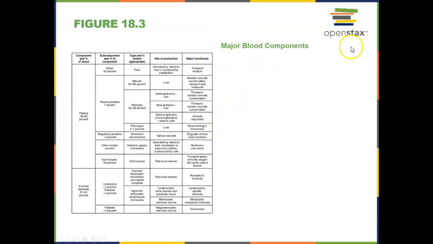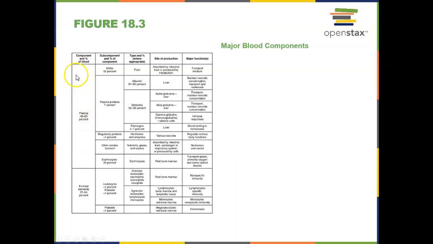So what are some components found within blood? So like I said, the majority of our blood is plasma. About 55% of our blood is plasma. And in that plasma, we have a lot of dissolved substances. About 45% of our blood is going to be the formed elements. Most of those formed elements are red blood cells, but we also have white blood cells, and we have platelets.